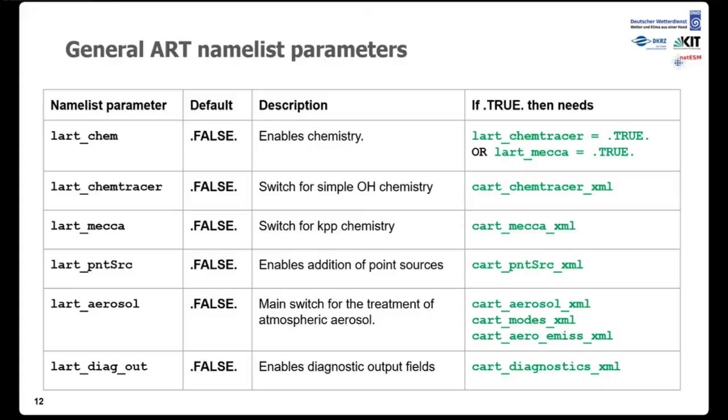We have also here, you see the point source option that also needs the XML file. And for the aerosols, what you see there, we need 3 XMLs basically. We need modes, tracer, and the emission. So modes tells the model how many modes we are considering. I'll tell you in a minute. And then we have the aerosol species and the emission. So it tells which tracers are emitted to each mode.